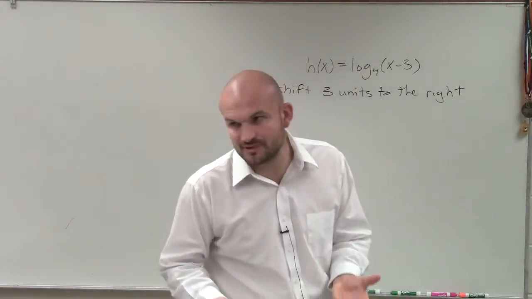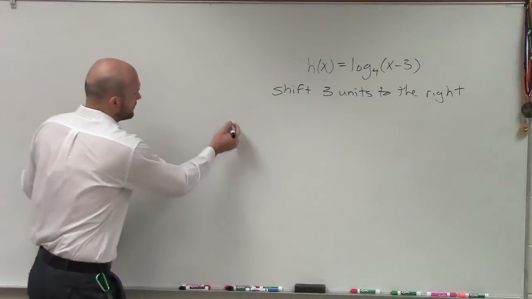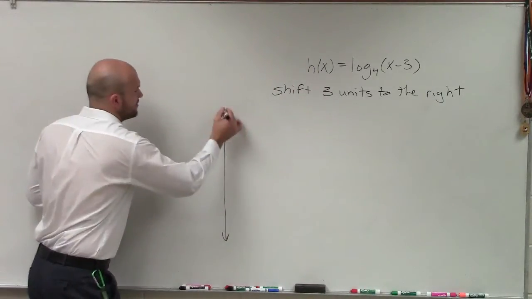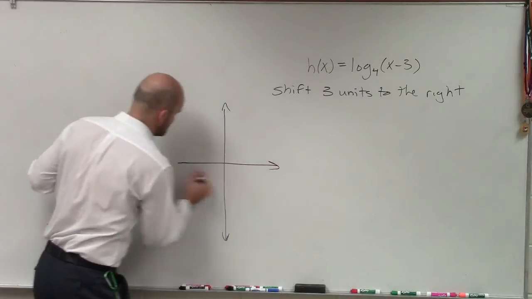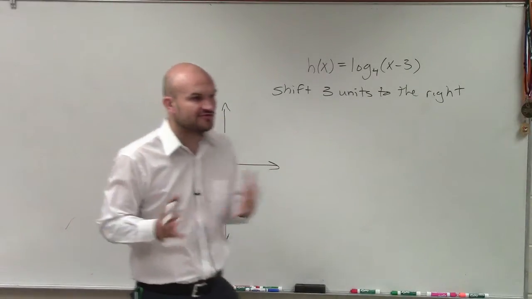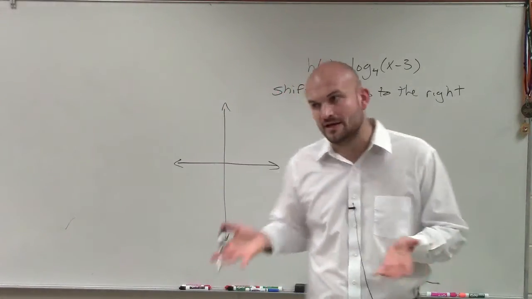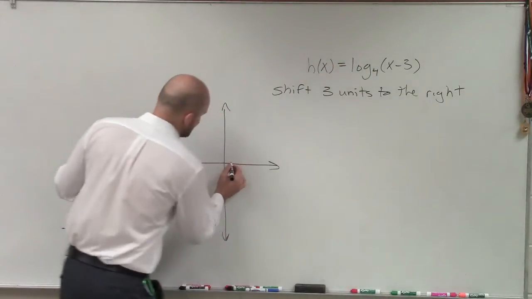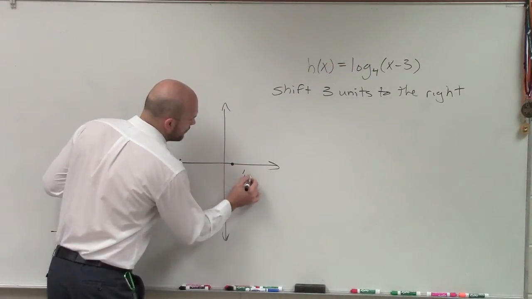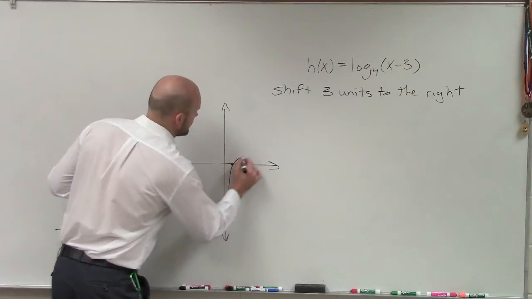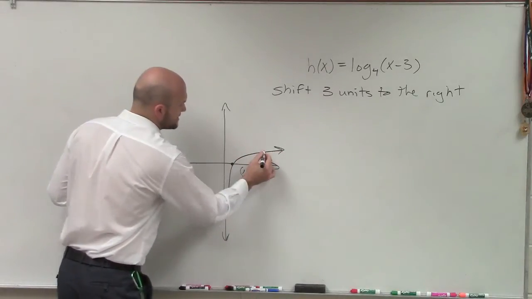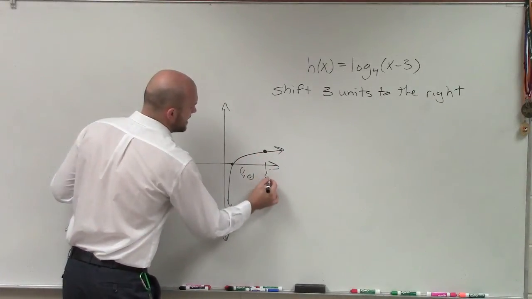OK? So guys, this goes back into a couple different ways. We can do this multiple different ways. And the first thing we're going to do is rewrite the parent graph. Because just like a quadratic, when you are graphing a new function, you have to understand what the parent graph is going to look like. And the parent graph, remember, crosses at (1, 0), and then has another point at (b, 1).